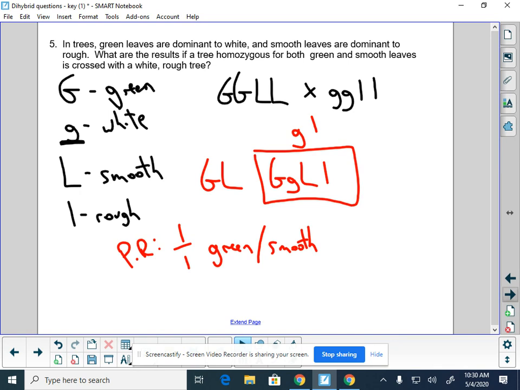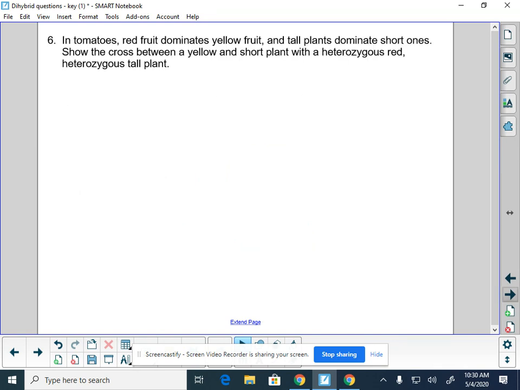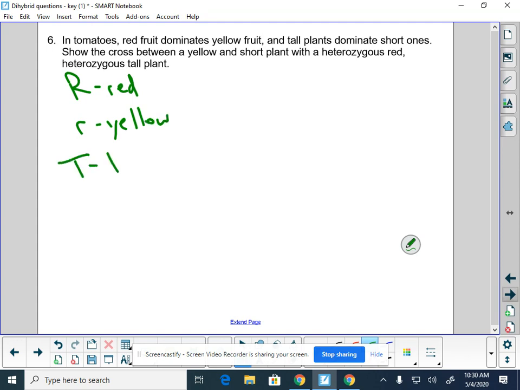Next question. Tomatoes, red fruit dominates yellow fruit. So big R for red, lowercase r for yellow. Tall dominates short. Show the cross between yellow and short. Yellow and short. Remember, each trait gets 2 alleles. Cross with heterozygous red, heterozygous tall.